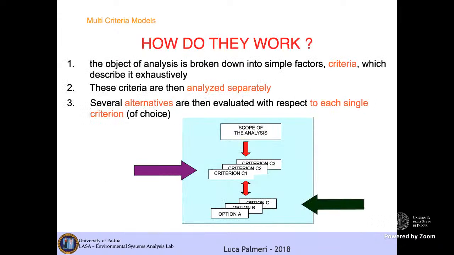How do these multi-criteria analysis models work? The object of analysis is generally broken down into simple factors. We may call these factors the criteria, which describe it exhaustively, or hopefully exhaustively. These criteria are then analyzed all separately, and then several alternatives are evaluated with respect to each single criterion of choice.